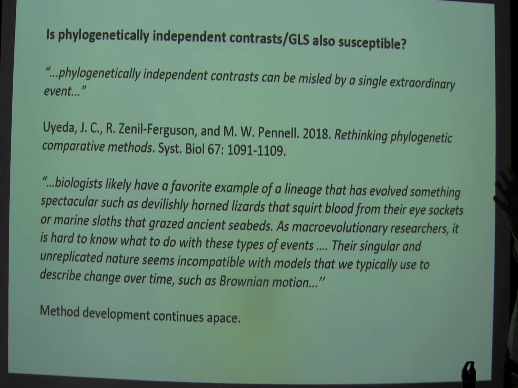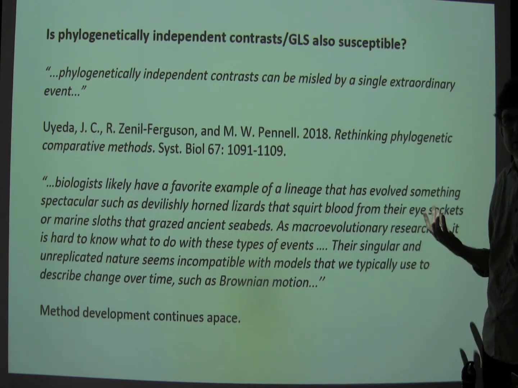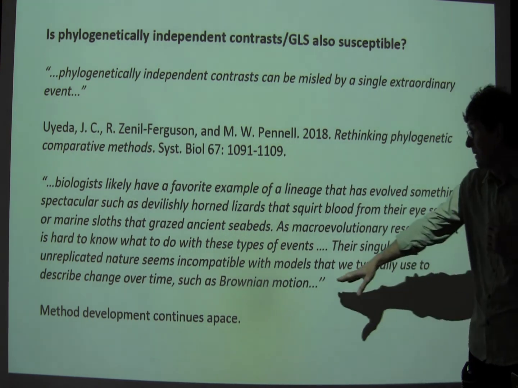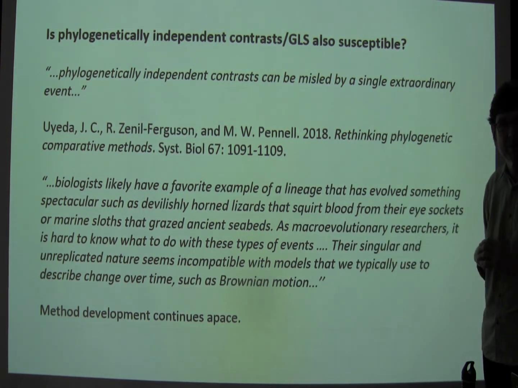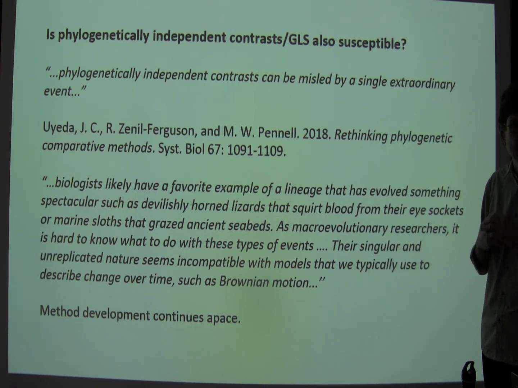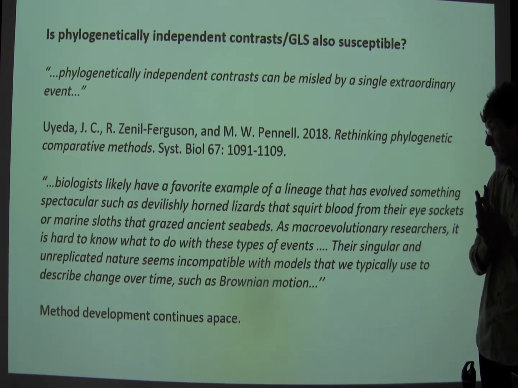Biologists likely have a favorite example of a lineage that has evolved something spectacular, such as devilishly horned lizards that squirt blood from their eye sockets. You knew that, right? Or marine sloths that grazed ancient seabeds. It's hard to know what to do with those types of events when modeling their evolution on phylogenetic trees. But their point was that these singular, interesting events in the history of life really don't jive well with the assumption that evolution mimics a random, continuous Brownian motion.